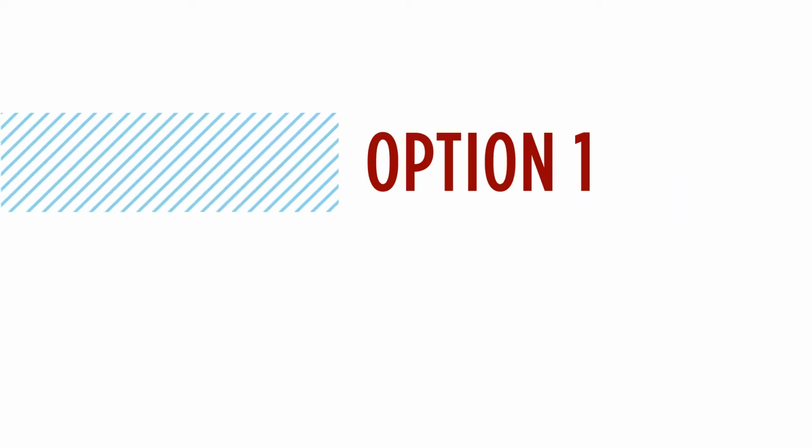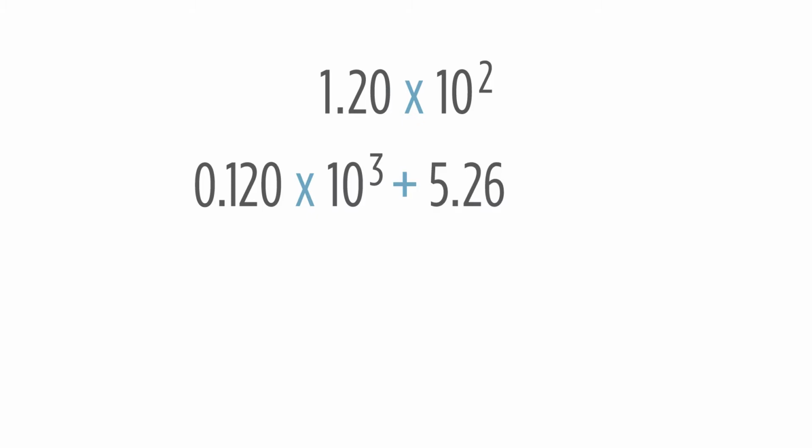Let's look at option 1. In option 1, we're going to convert to 10 to the third. The first thing we need to do is take our first value and convert it into the third to match the second value. To do that, we're going to move the decimal place 1 position. Moving it 1 position, we're going to the left, so we're going to increase the exponent by 1 and we'll go to 3. Then we add 5.26 times 10 to the third.